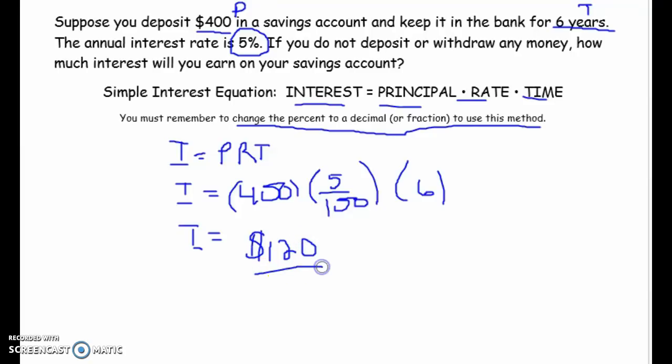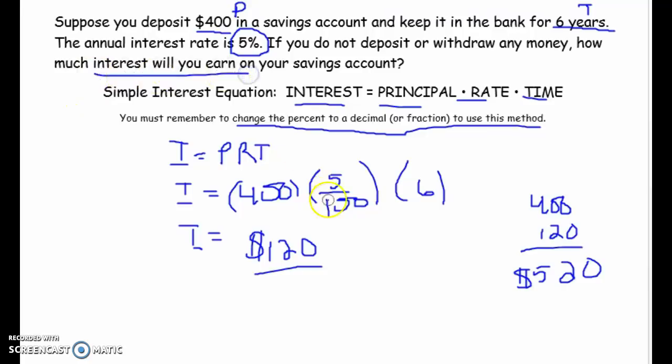So that means after 6 years of having my money sit there in the bank, I'm going to earn this money. So just to give you an idea, I started with $400. The bank paid me $120 just to borrow the money or to keep it in their bank. So that means my account now has $520 in it. Now the question didn't ask that. It asked how much interest will you earn? So this is your answer, but I just wanted to show you this part. Whoops, let me scroll down.